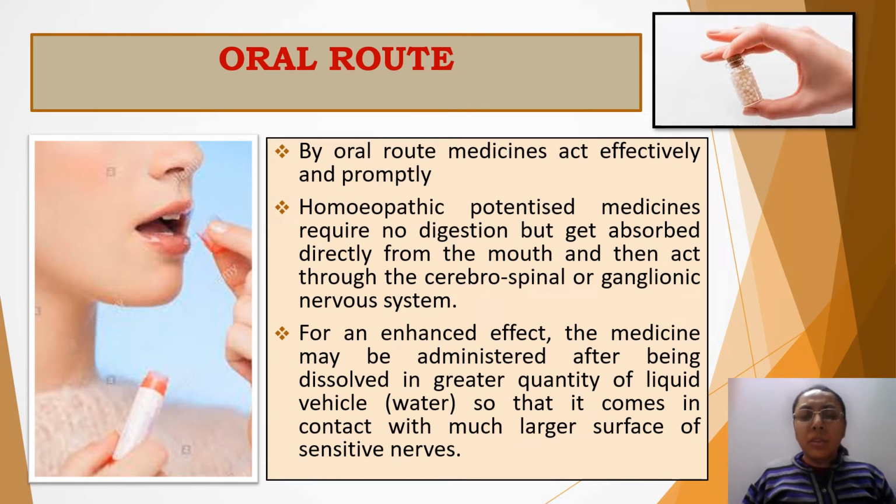First we talk about the oral route. Now by oral route, medicines act effectively and promptly. Homeopathic potentized medicines require no digestion but get absorbed directly from the mouth and then act through the cerebrospinal or ganglionic nervous system. And for an enhanced effect, the medicine must be administered after being dissolved in greater quantity of liquid, which acts as a vehicle, which will be water, so that it comes in contact with much larger surface of the sensitive nerves.